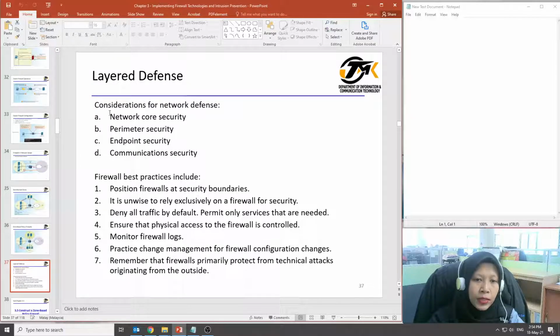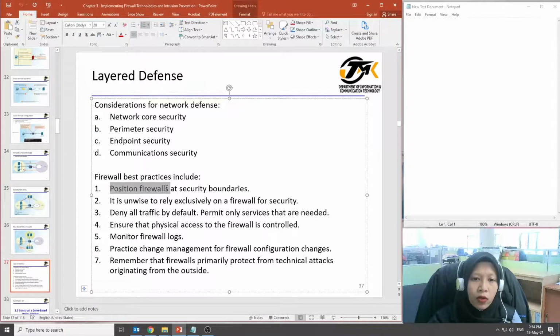So this is all the best practice for firewall. There are 7. The first, the firewall must sit at security boundaries. Why security boundaries? Because a firewall is a tool that we use to inspect the data coming into the network and going out from the network. So it is unwise to rely exclusively on a firewall for security. Yes, definitely. You cannot have only one firewall.